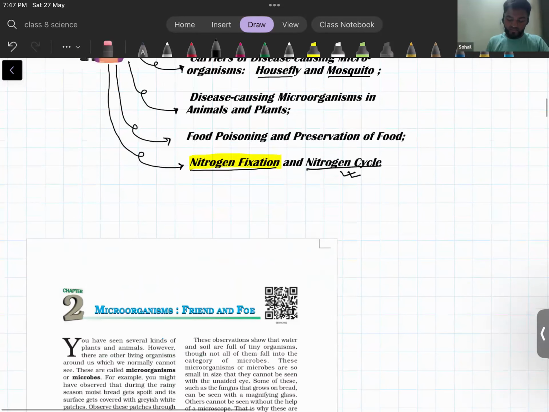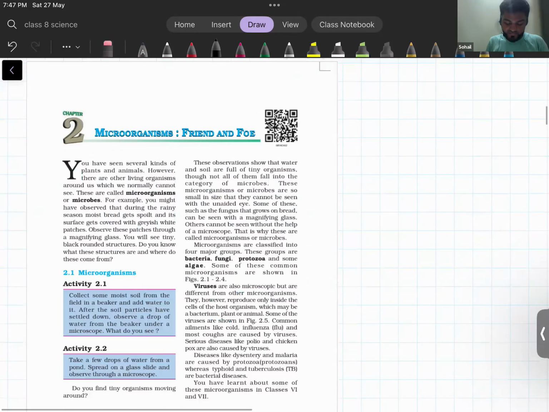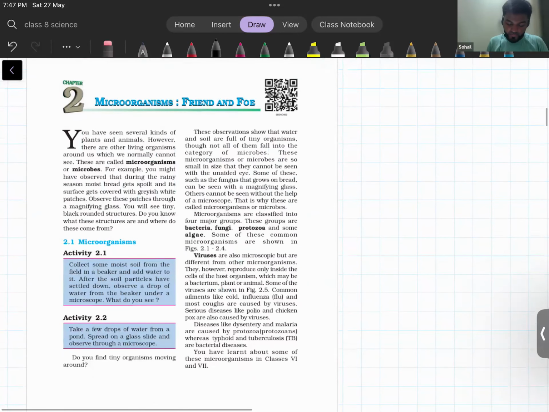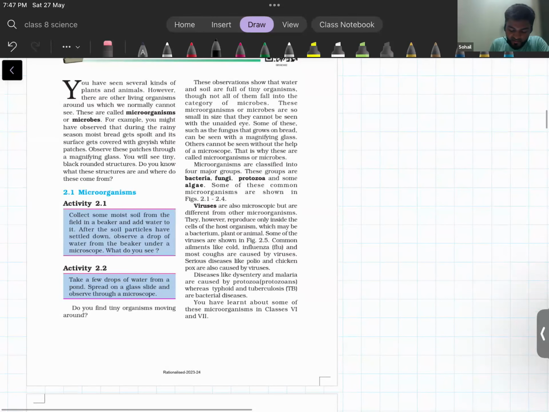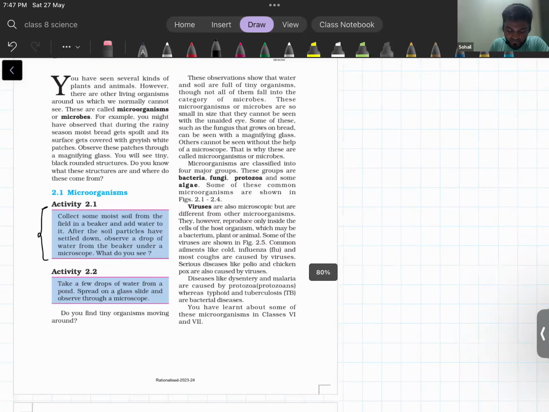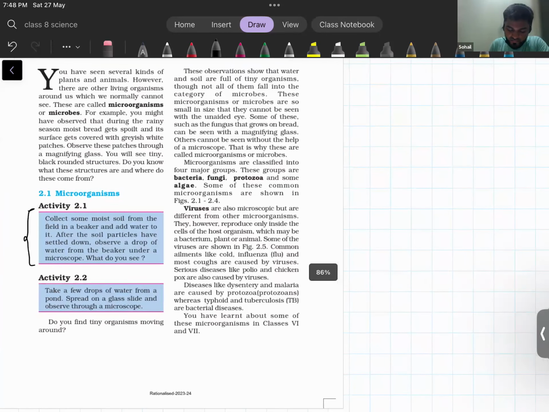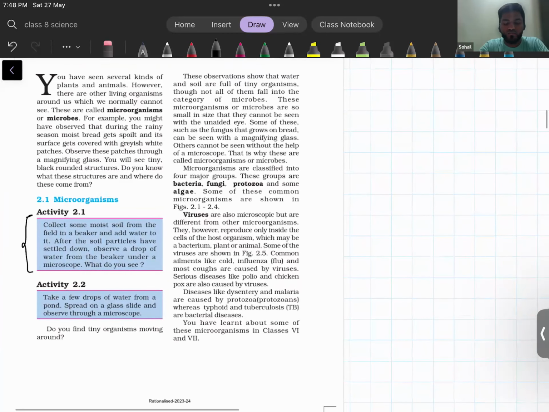So the chapter begins here. We will especially discuss the activities given in the chapter, because the activities given in your textbook are very good. That's why I have attached the chapter here. So read activity 2.1 here. What does it say? Is it visible or shall I zoom it? I can read it.